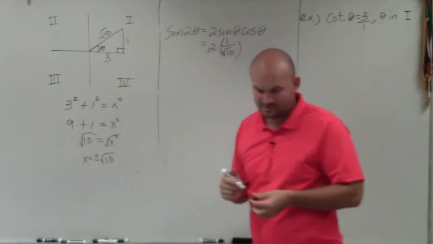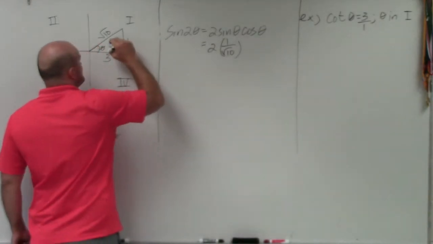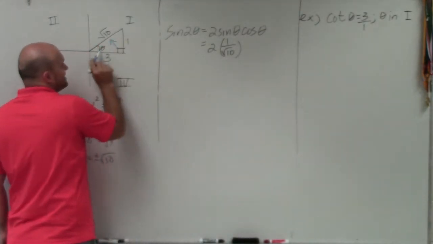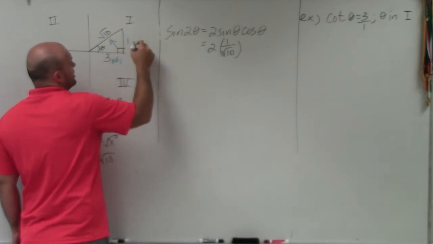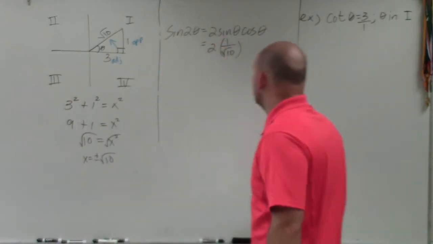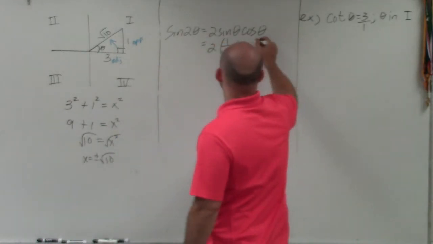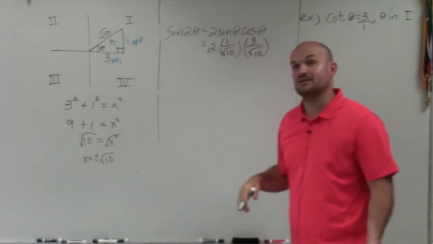Oh, I guess I should tell you how to label those again. Remember that the hypotenuse is always directly across from the right angle. The side between theta and the right angle is our adjacent side. And the side opposite theta is our opposite side. OK. So going back to it, cosine is adjacent, which is 3 over the square root of 10. Now you just multiply these across.